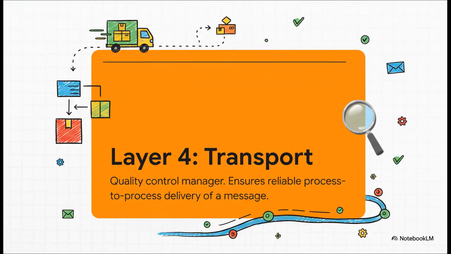Now we get down to Layer 4, the transport layer. I like to call this one the quality control manager. It takes big pieces of data, like a photo you're uploading, and chops them up into smaller, numbered chunks called packets. Then, on the other end, it reassembles them in the right order and double-checks that nothing went missing along the way. It's all about reliable, end-to-end delivery.